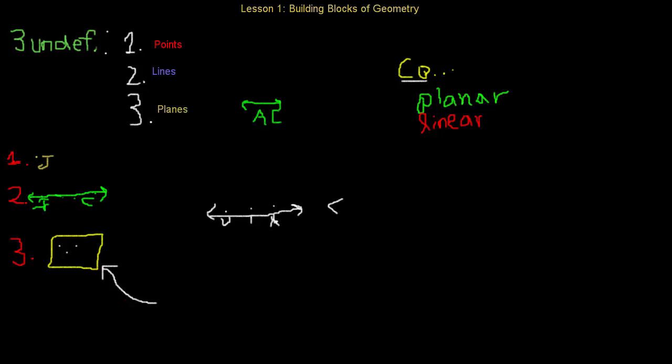So if I were to make another line, then I would have, say, A and B, and those 2 points would of course be collinear as well. Alright, so let's start with a new slide.